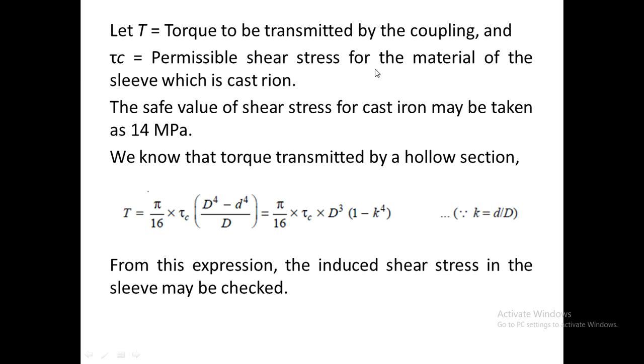Considering the torque equation, the torque transmitted by a hollow section is T equals pi by 16 into tau into (D power 4 minus d power 4) by D, where capital D is the outer diameter and small d is the inner diameter. We can consider the muff as a hollow section and use the same equation. Here we can consider K as inner diameter by outer diameter.